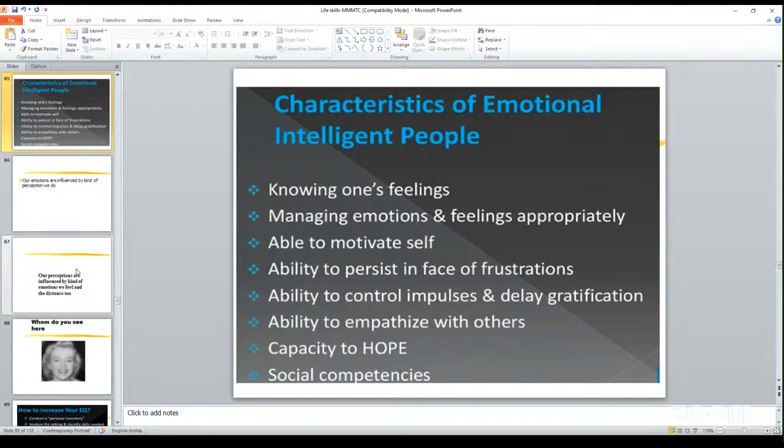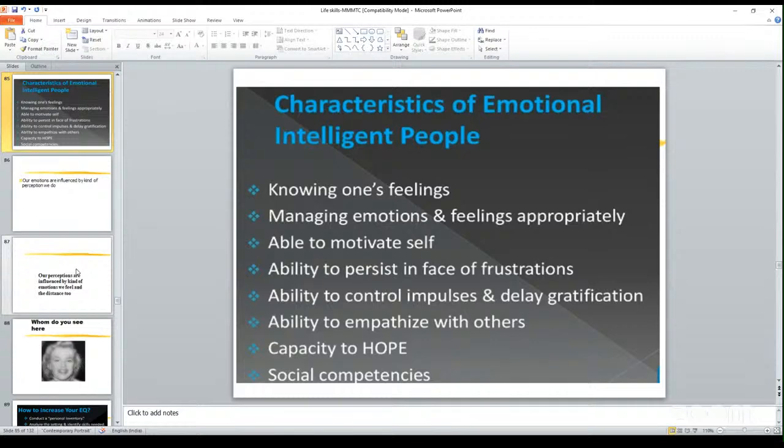Then emotional intelligence is required. And those people who have good emotional intelligence have the ability to control impulses and delay gratification. It happens because sometimes we go for immediate gratification and thereby lose. So rather than that, we can do it in a better way.